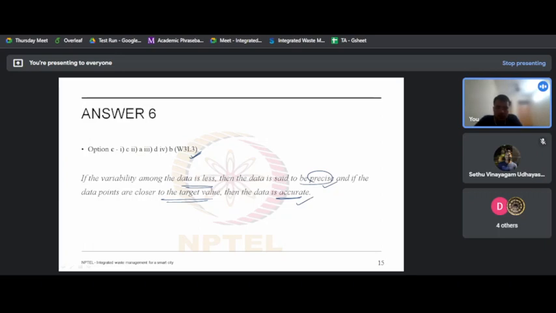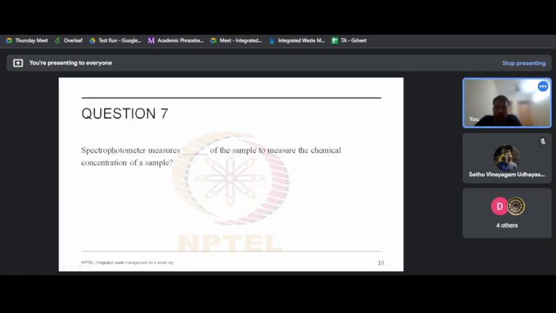We'll see the next question, that is question 7. A spectrophotometer measures what property of the sample to measure the chemical concentration: emission of light, heat, absorbance of light at a specific wavelength, or conductivity? The answer lies in its name itself. The first word is spectro. Spectro comes from the word spectrum. So what has a spectrum? Light has a spectrum. So this is concerned with light.